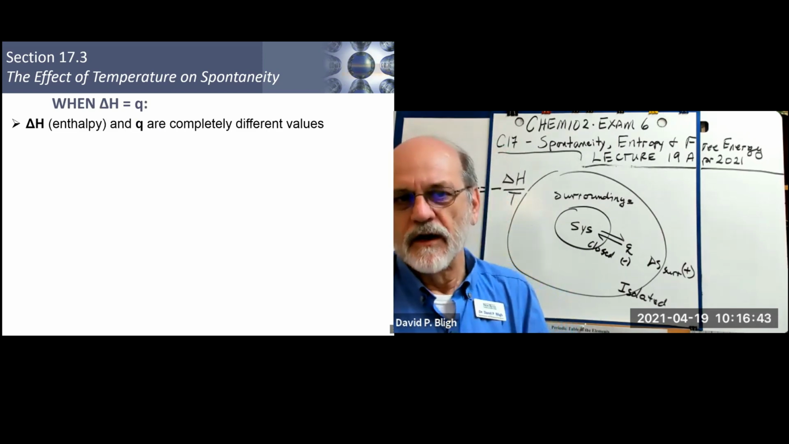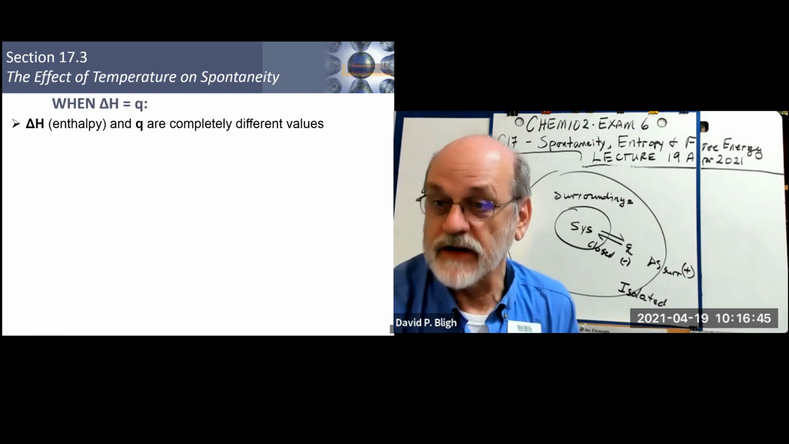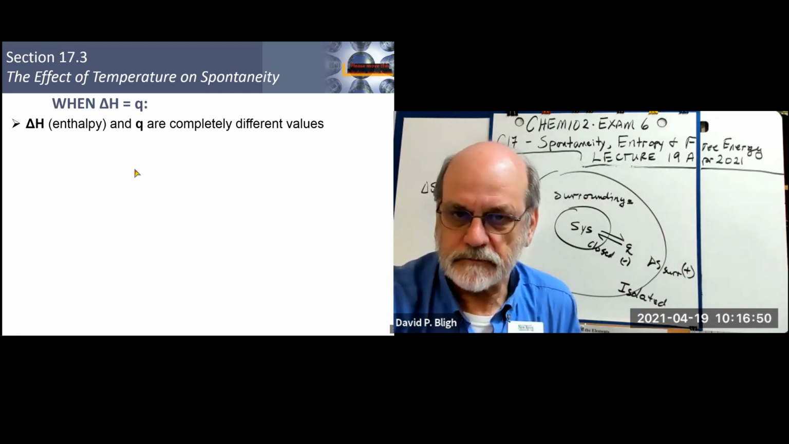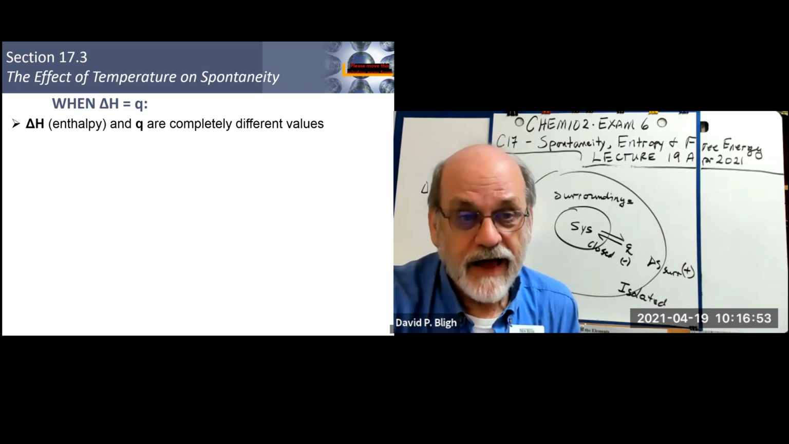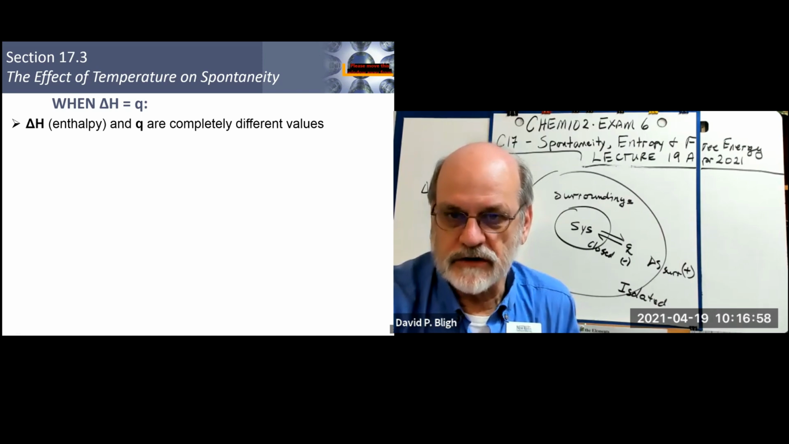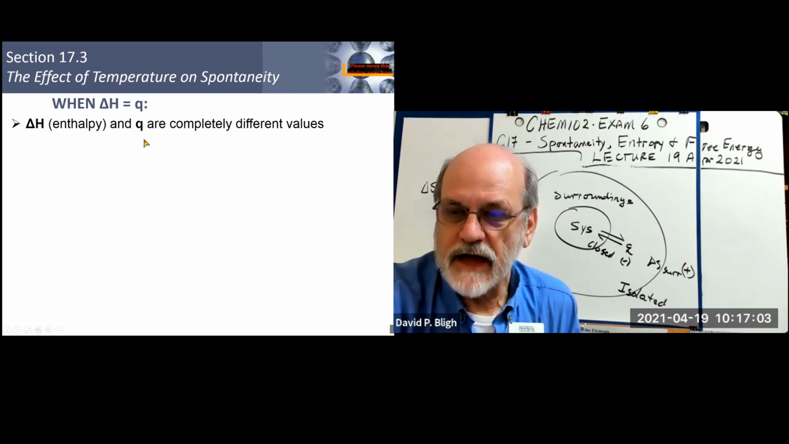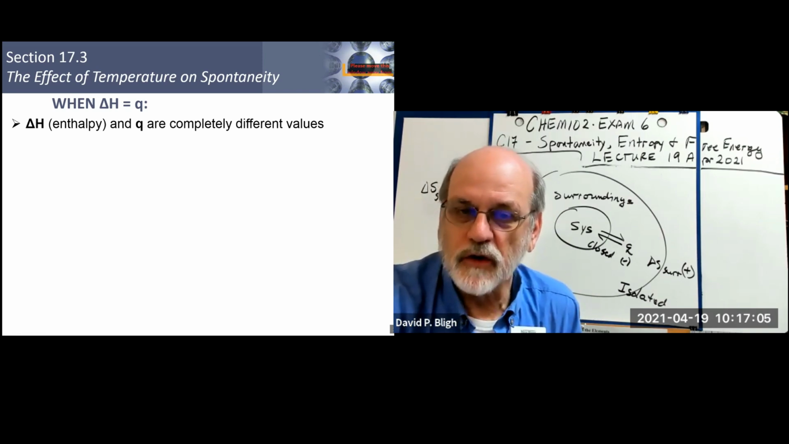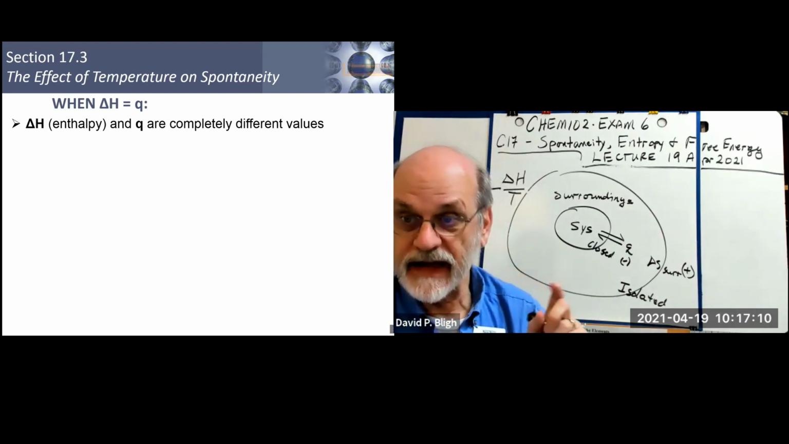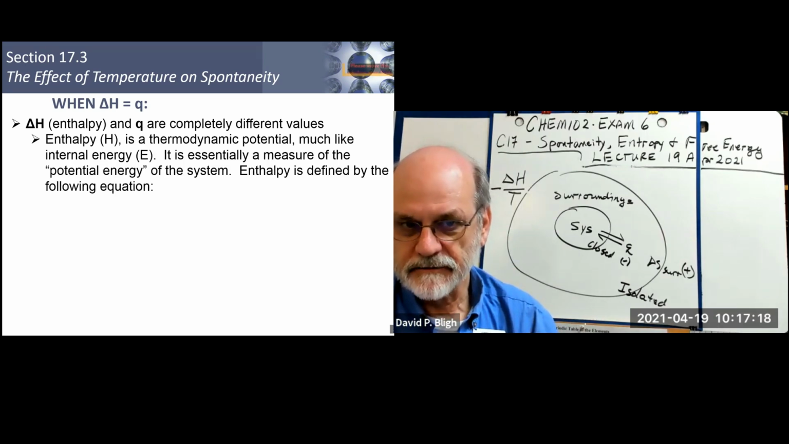Okay. When is delta H equal to Q? All right, I just said it was when pressure is constant. Well, this is my proof. There are different values. Enthalpy is a potential. It's a state function. Doesn't matter how you got there. Whereas Q is a path function, and it's an actual measure of heat transfer with different paths available. The only time that these two are equal is when pressure is constant. All right, so here we go.